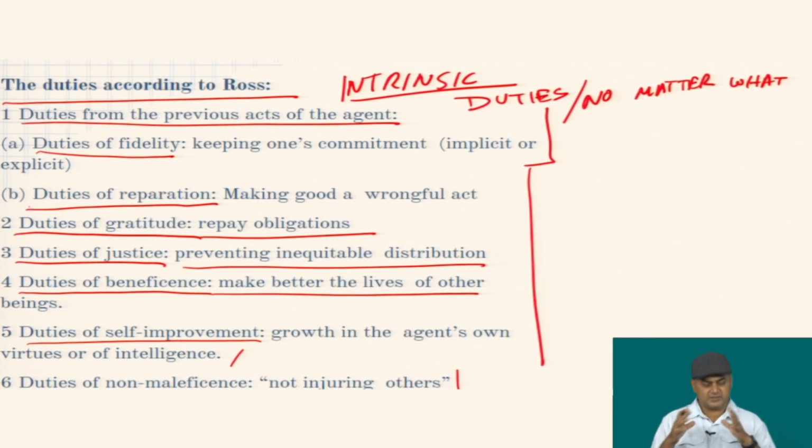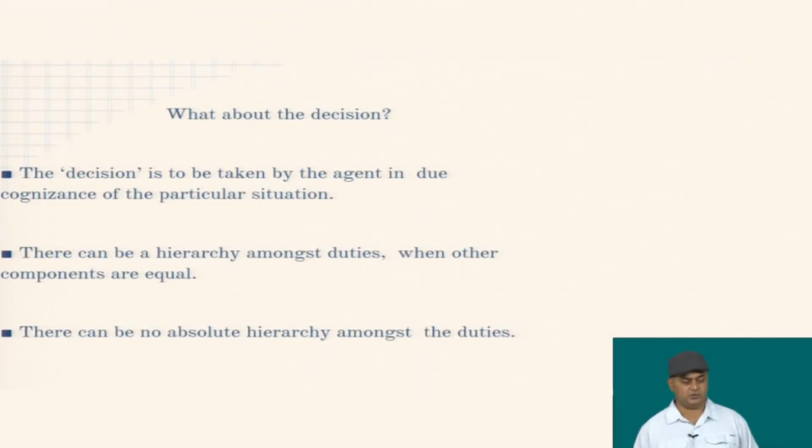So, for Ross, this is a simplified version of Ross's theory, so that one gets to understand what kind of a theory a deontological theory is. Now, having given these duties, that we come across these duties as something which is intrinsically valuable, how do we make a decision? And here we will go back to the previous slide that talks about how the decision is to be taken.